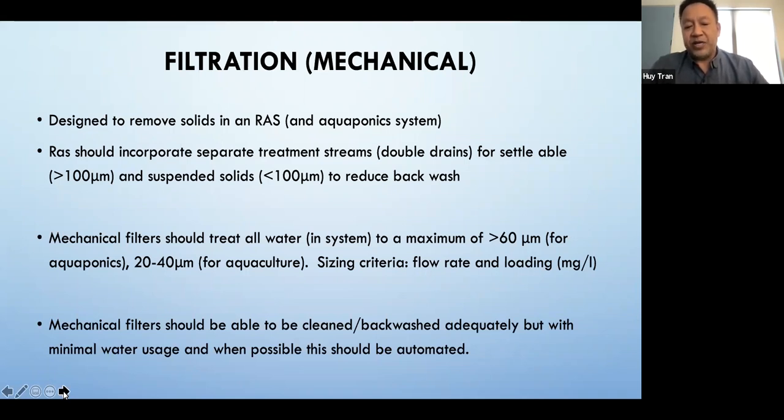Mechanical filters should treat all water. There shouldn't be any type of side stream to mechanical filtration. All the water that's in your system or recirculating should go through some type of mechanical filtration.